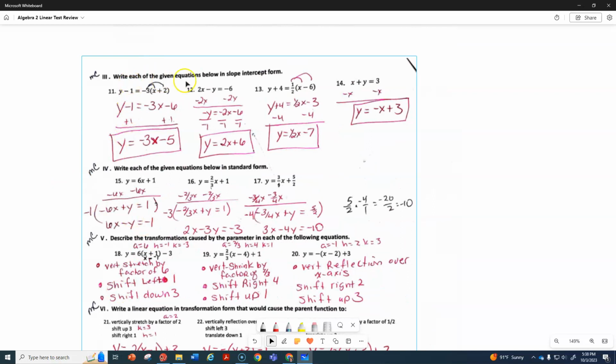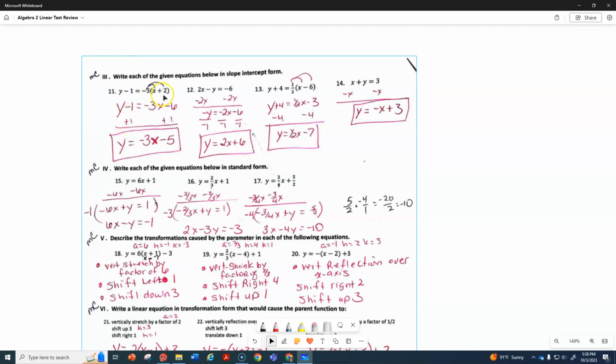Write each of the given equations in slope-intercept form. You've got to distribute and then solve for y. Distribute means multiply. -3 times 1 is -3. -3 times 2 is -6. Then I've got to move this one by doing the opposite. This says +1. This says y -1. The opposite of -1 is +1.